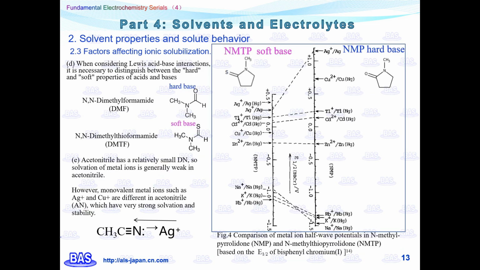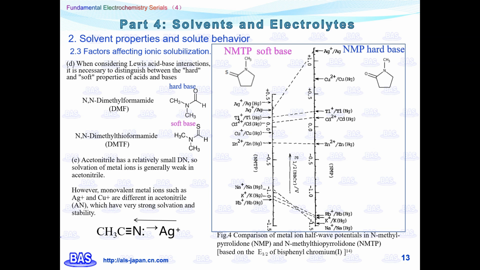When considering Lewis acid-base interactions, it is necessary to distinguish between the hard and soft properties of acids and bases. In other words, hard acids and hard bases, and soft acids and soft bases, are prone to interact with each other. Even in the solvation of a metal ion, this effect may be evident.